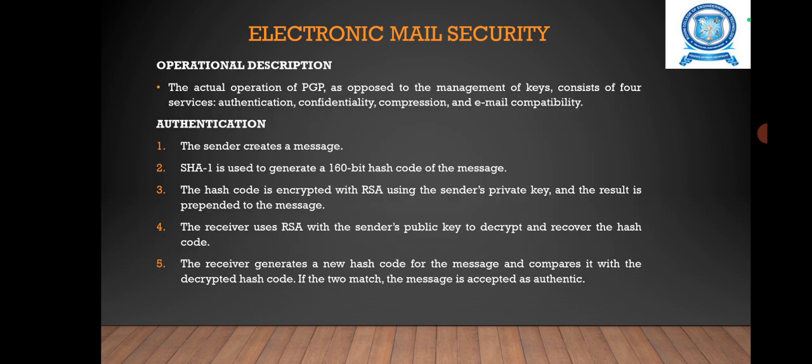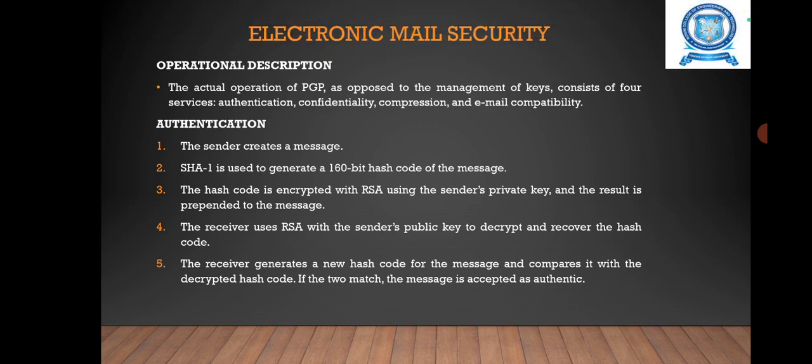The actual operation of PGP, as opposed to the management of keys, consists of four services: authentication, confidentiality, compression, and email compatibility. First, we are going to see the authentication. The sender creates a message. SHA-1 is used to generate a 160-bit hash code of the message. The hash code is encrypted with RSA using the sender's private key, and the result is prepended to the message. The receiver uses RSA with the sender's public key to decrypt and recover the hash code. The receiver generates a new hash code for the message and compares it with the decrypted hash code.